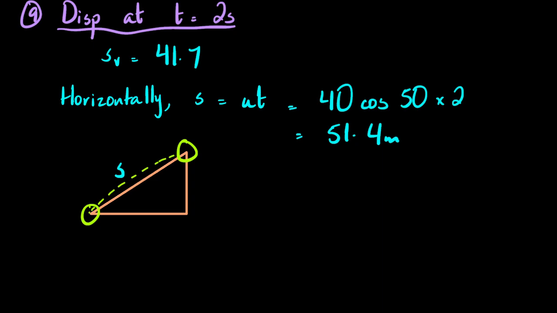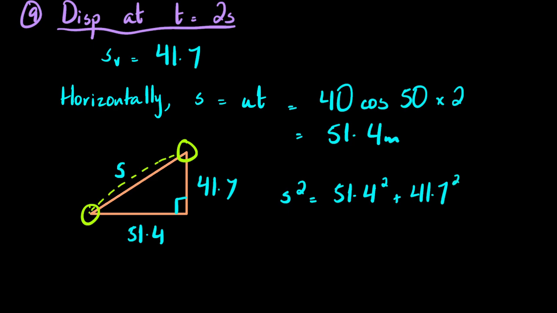And now that we've found both the horizontal and the vertical displacements, I know this is going to be 51.4, right? This is an S, by the way. So this is 51.4, this is 41.7. This is a right angle because this is horizontal, this is vertical. So I need to find out S. We can just use Pythagoras theorem. So S squared would be 51.4 squared plus 41.7 squared. And then you would take the square root. So this turns out to be 66.2 or just 66 meters, correct to 2SF.